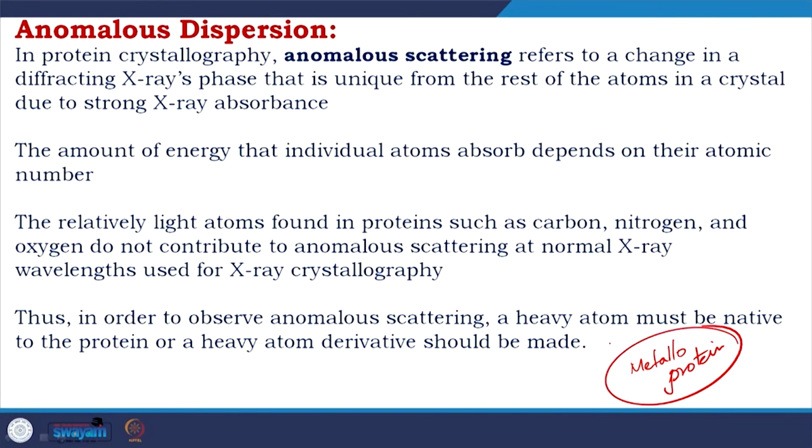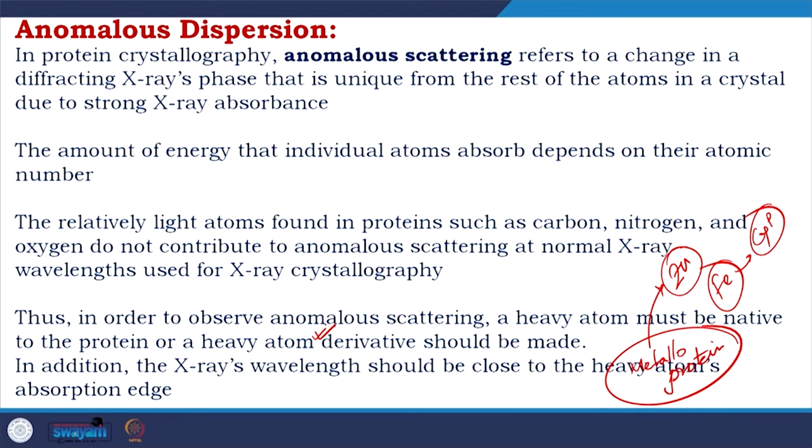In those proteins, zinc and iron in their different oxidative states are present, like for iron this is cytochrome P450. So, like that, and there are different DNA binding proteins which have zinc fingers. So, they are native, but if it is not native you have to develop heavy atom derivatives.